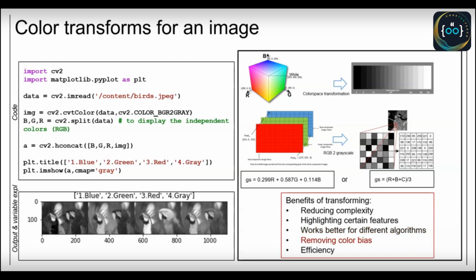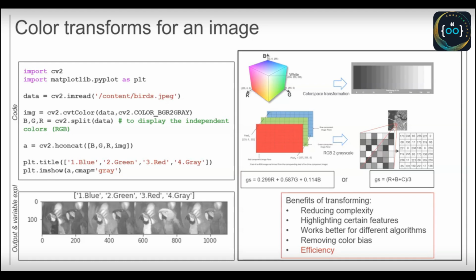If the color of the image is not important for the task at hand, converting to grayscale can help prevent the model from learning spurious correlations based on color. Last but not least, grayscale images take up less storage space and memory, which can be important for large scale processing. So, in summary, the transformation of image colors is a commonly used step in image processing that can simplify computational tasks, highlight certain features, and prepare images for further processing.